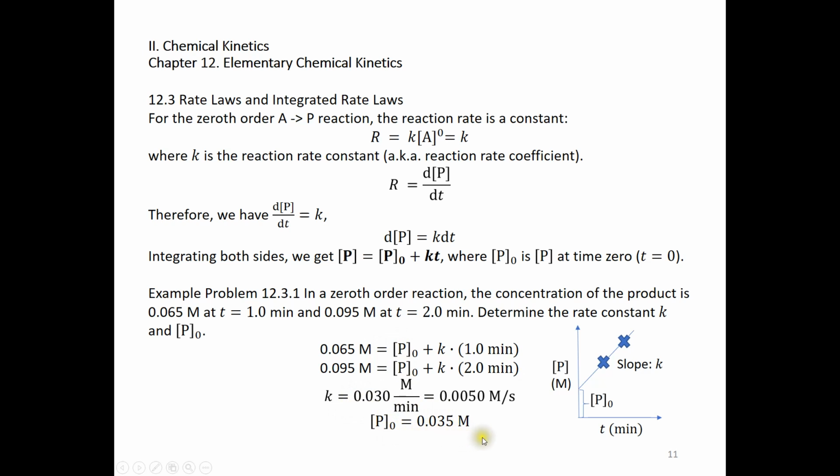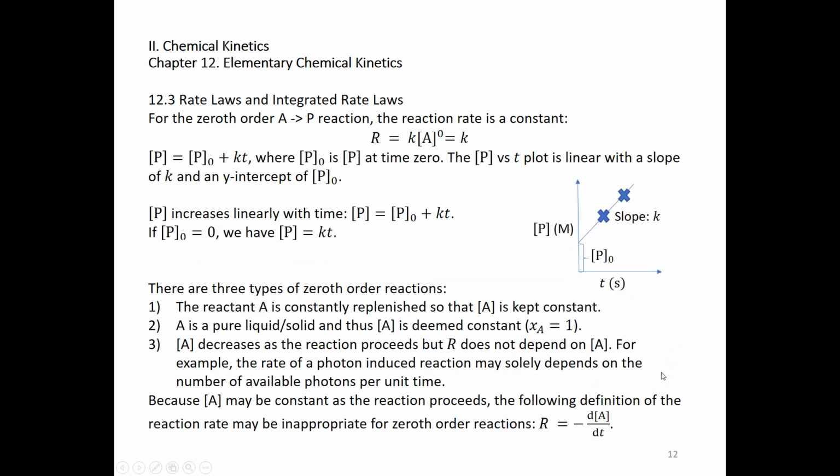So that means at the beginning of this reaction, we have some P already in the system. Its concentration is 0.035 molar. If we plot P versus time for the zeroth order reaction, it's just linear. And over here, the intercept is the initial concentration of the product. Well, usually this is 0. The slope is just a constant k at a given temperature.